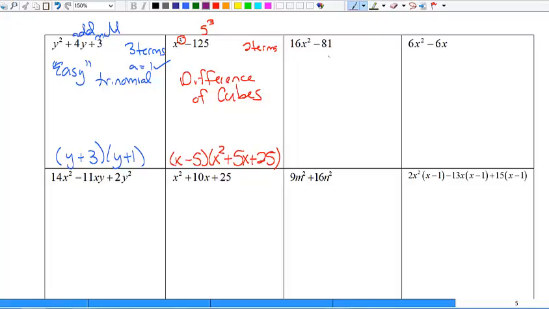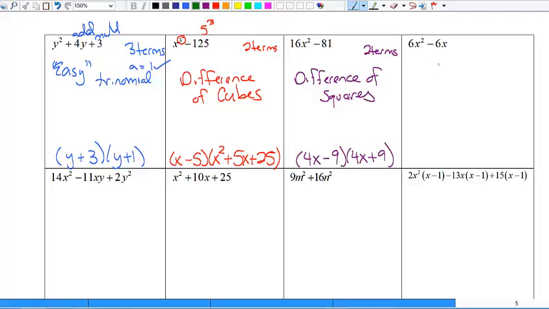On our next problem, is there a GCF? Nope. For step 1, there's no GCF. Step 2, 2, 3, or 4 terms? Again, there's 2 terms, which means it's got to be a formula. Because there's a minus, that's going to be a difference formula. Both of these are perfect squares, and x is being squared, so it's going to be a difference of squares.